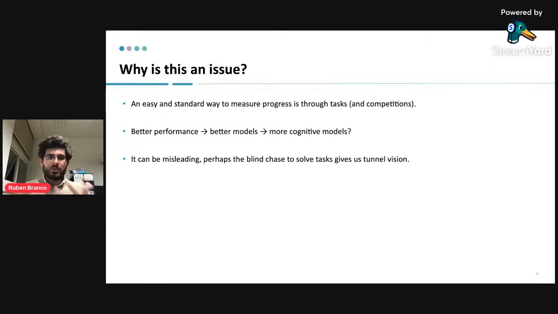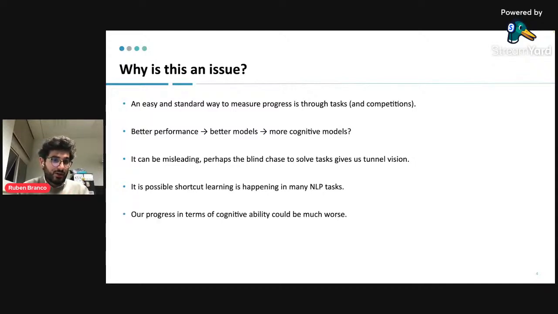Well, I think it can be somewhat misleading. Perhaps the blind chase to solving tasks and winning competitions gives us a kind of tunnel vision. And it is possible that shortcut learning is happening in many NLP tasks, which means that our progress in terms of the cognitive abilities of models could perhaps be much worse than what these competitions and the performances that we're getting in the tasks lead us to think.